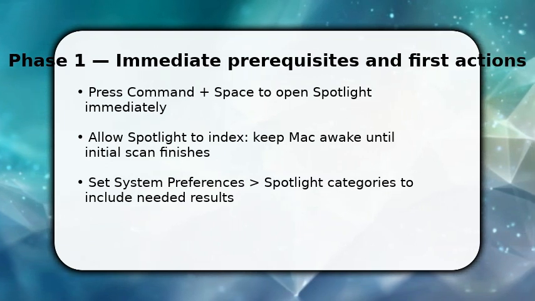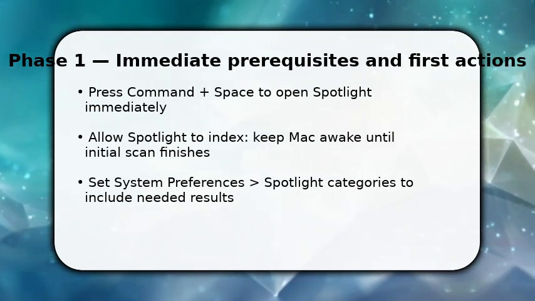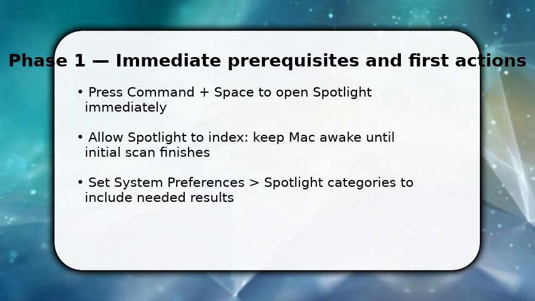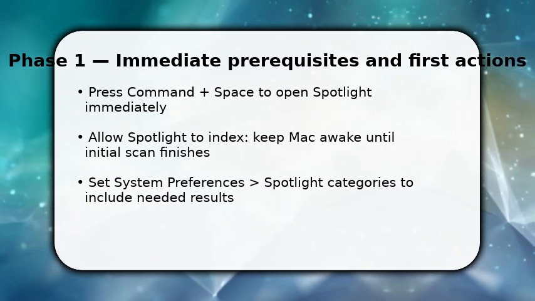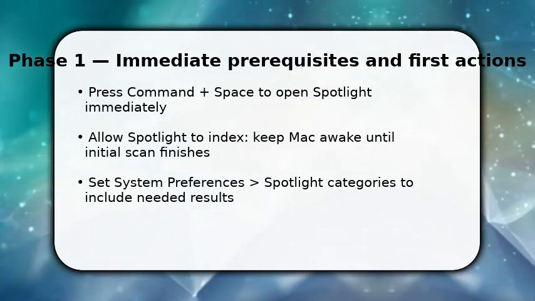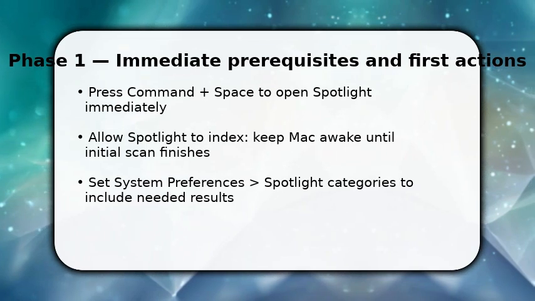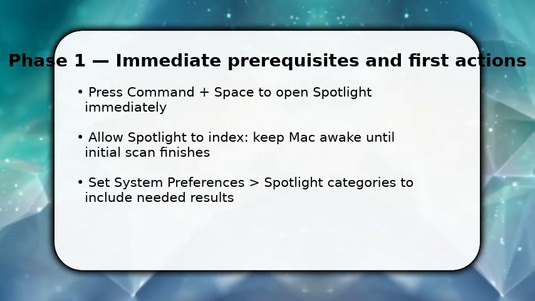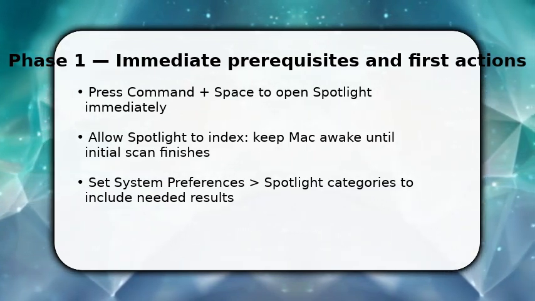If results are sparse, make sure indexing is allowed. Go to System Preferences, Privacy, and remove folders you want indexed. While indexing runs, you may see fewer results. Be patient. This initial setup gets you searchable content right away and prevents missing files later. So confirm categories and let the index complete before deep searching.